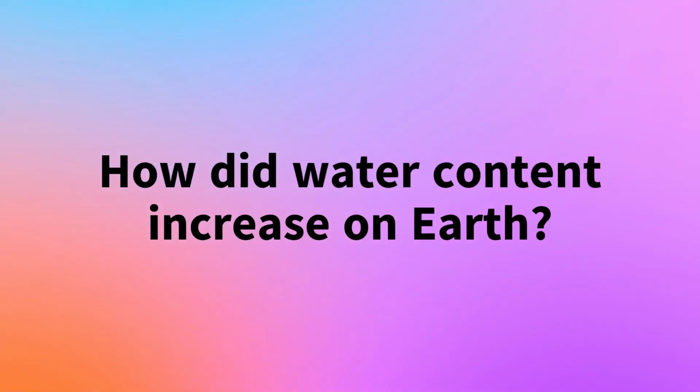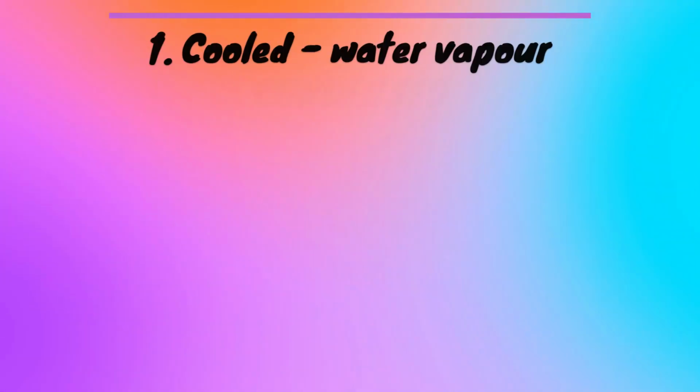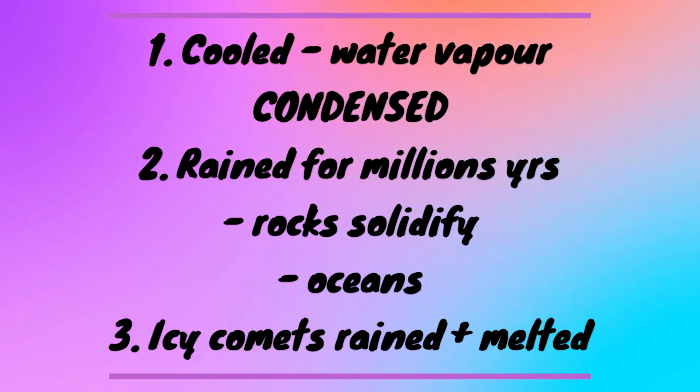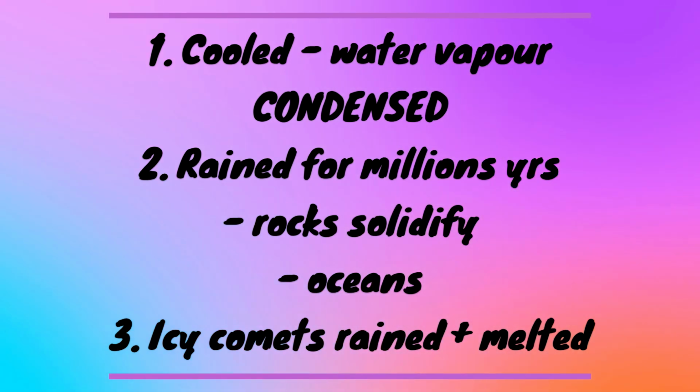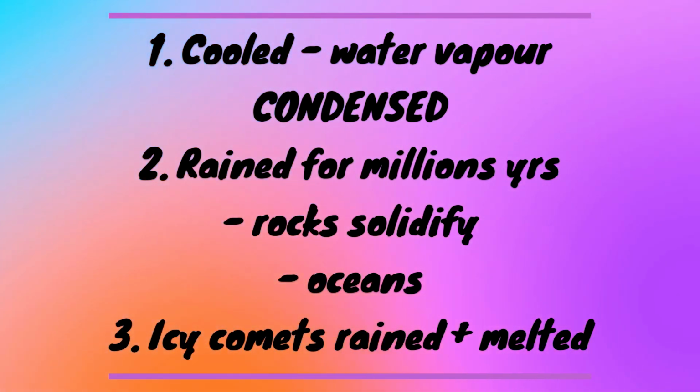And then there's this mini topic, which is how our oceans formed, or how did water content increase on the Earth? And there's three ways. Number one, the Earth cooled and our water vapour condensed to form liquid water. Number two, it then rained for millions of years, and this caused two things to happen: rocks to solidify and oceans to form. And finally, icy comets rained into the Earth and melted.